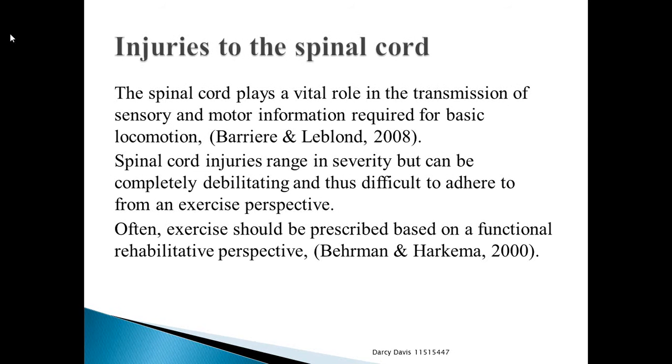Spinal cord injury. While spinal cord injury may not be as prevalent as other chronic conditions such as obesity and diabetes, it plays a major role in the transmission of sensory and motor information required for movement and basic functioning, and is considered vital for life.